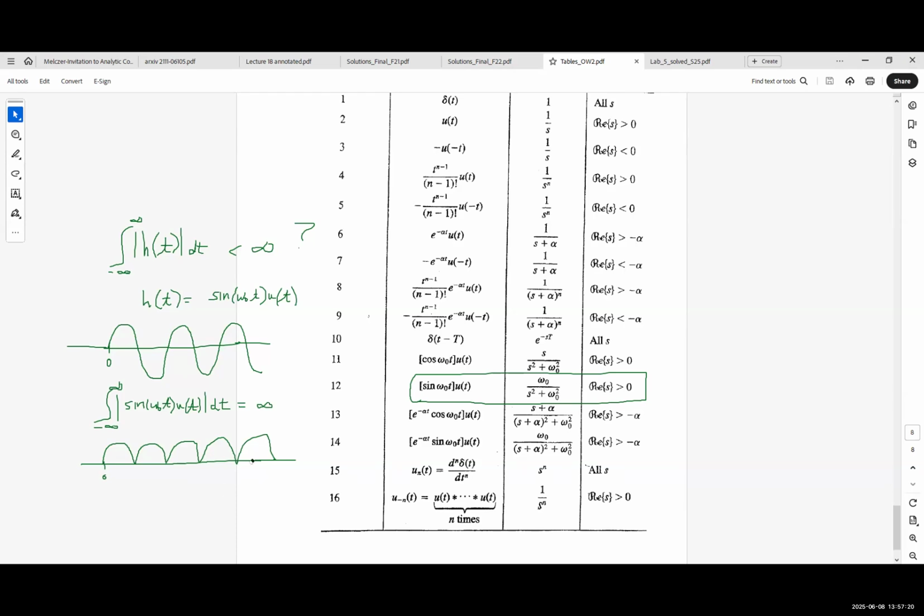So it's a matter of unstable but teetering. Terminology is what it is, really. Okay. Yeah.